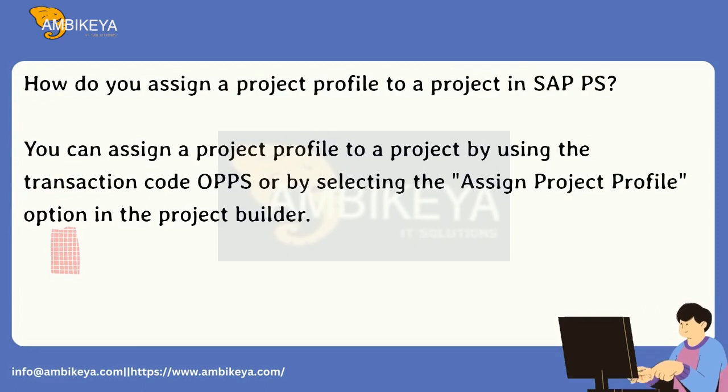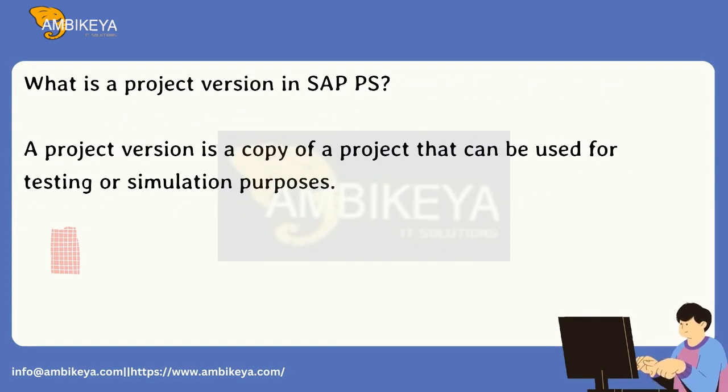How do you assign a project profile to a project in SAP PS? You can assign a project profile to a project by using the transaction code OPS or by selecting the Assign Project Profile option in the Project Builder. What is a project version in SAP PS? A project version is a copy of a project that can be used for testing or simulation purposes.